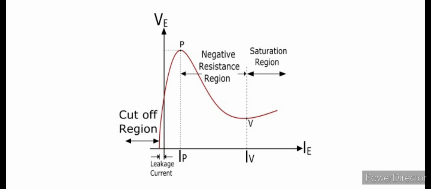Then after point P, due to the more attraction of holes towards the base terminal B1, there is a sudden increase in IE with a small increase in VE, and this sudden increase in IE causes a corresponding decrease in VE, which exhibits the negative resistance region of the device. This negative resistance region continues until the valley point V, and once the device reaches the valley point V, the device enters into the saturation region. So this is how the characteristics are drawn according to the working principle of UJT.